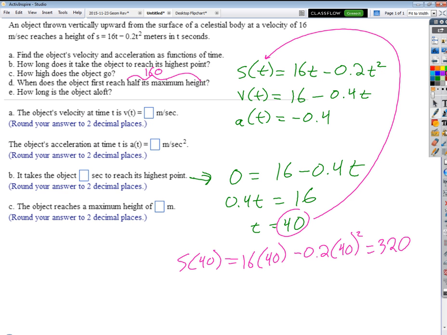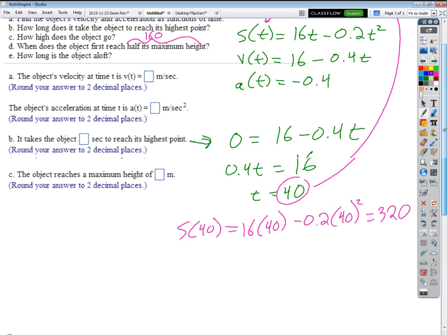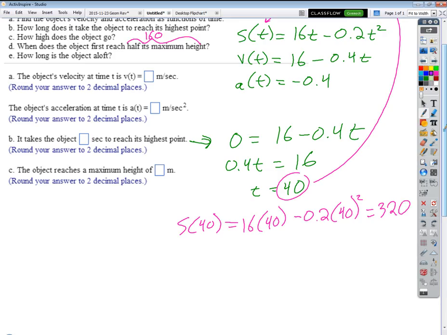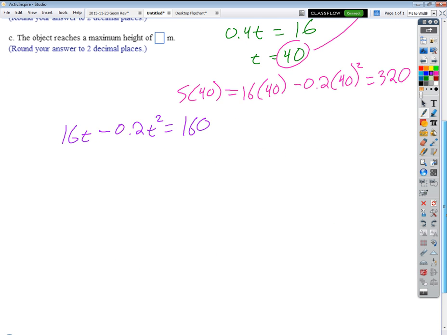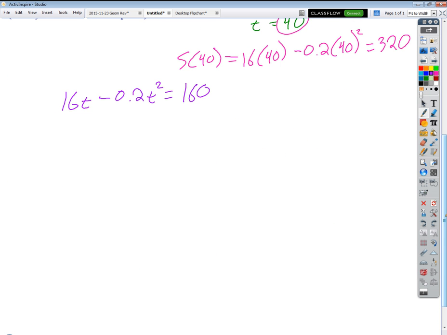So then by setting 160 equal to this expression, 16t minus 0.2t squared, I now get a quadratic equation in t that I could solve. And I'm asking the math gods then, essentially, for what times is the projectile at 160 meters?